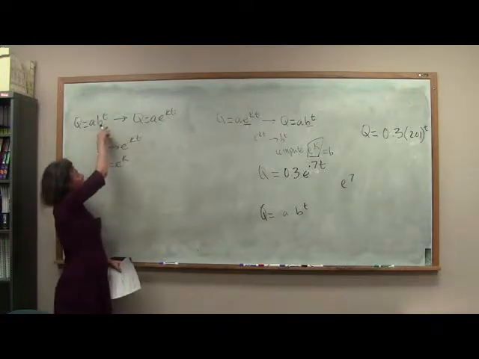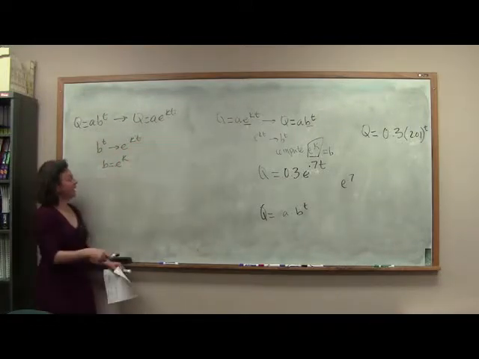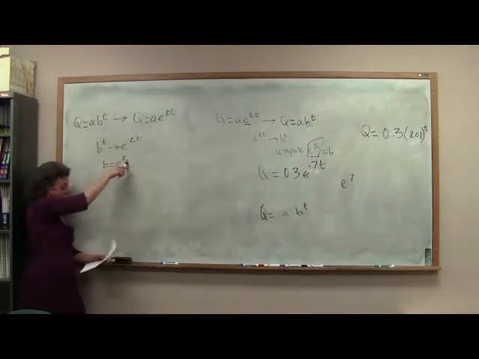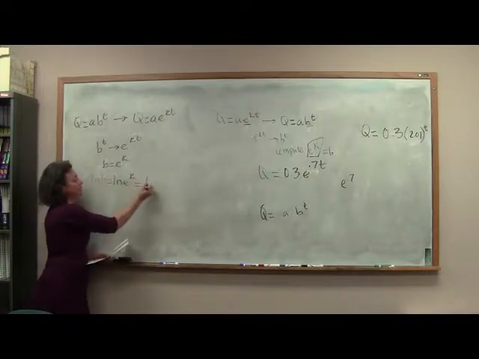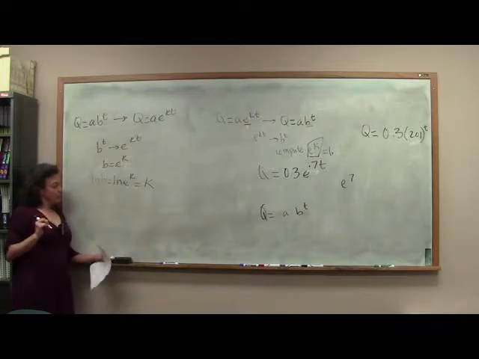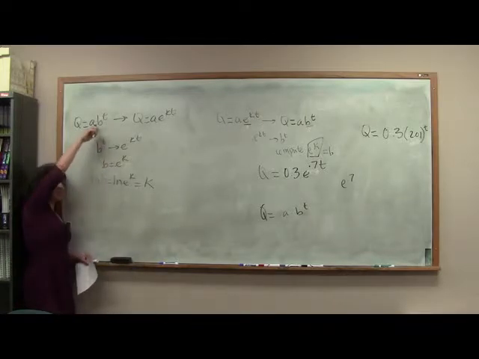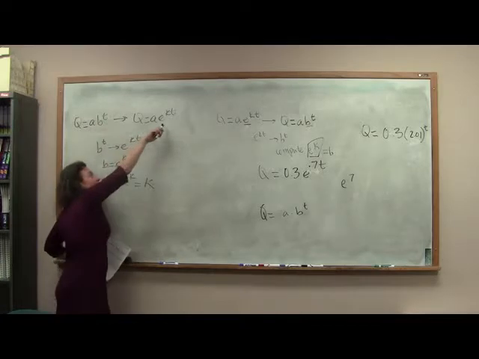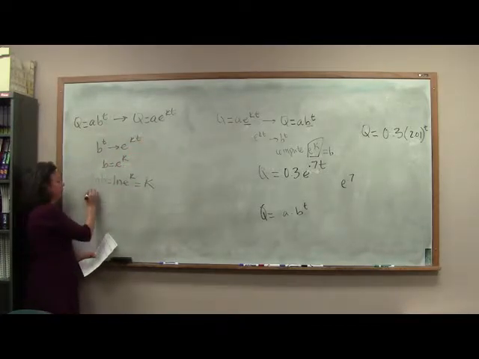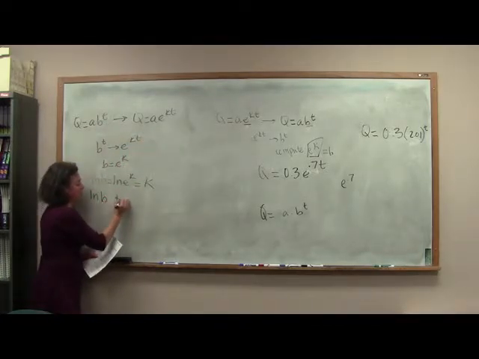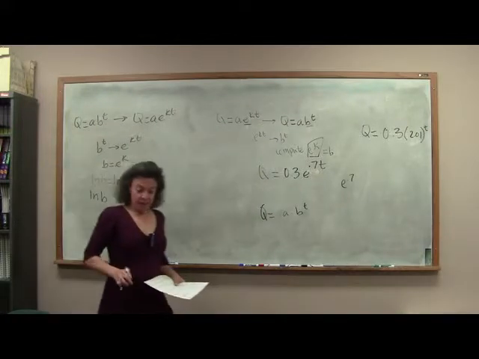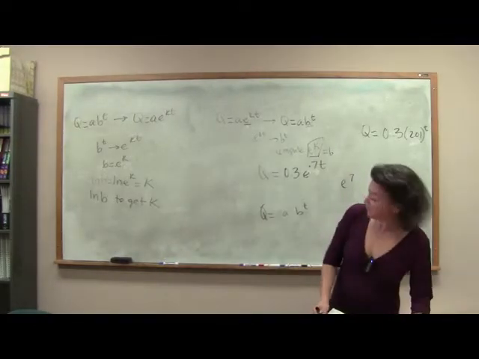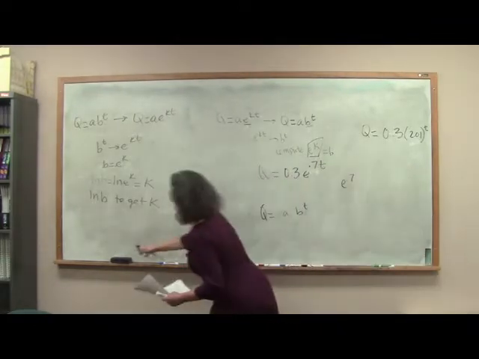But will you guys grant me we have b, we need to find k? How do you get to k here? You take the log of both sides. Natural log of b is natural log of e to the k, which is k. So the moral of the story is if you start with a base of b and you want a base of e, take the natural log of b to get k. So let me take an example of this to show you.